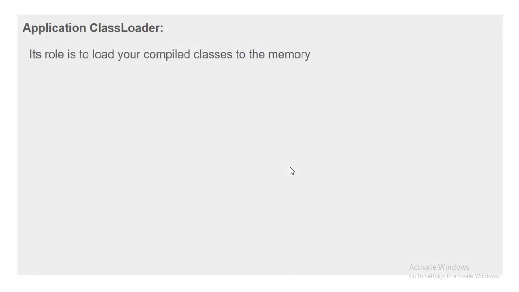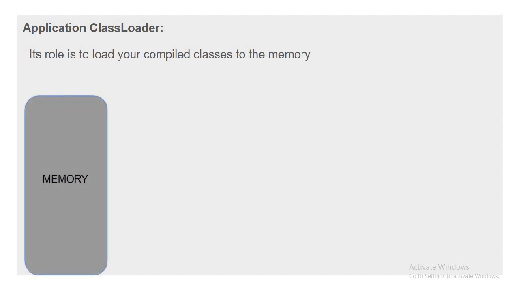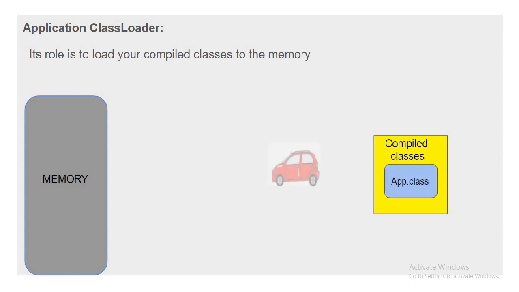Now let's go with the application class loader. Normally, before executing, we will compile the classes, right? The compiled classes will be loaded by the application class loader into the memory. The process will be like this: the application class loader loads the compiled class into our memory area. I think we are finished with the loading phase. Now the pending one is the linking phase. Let's start with that.